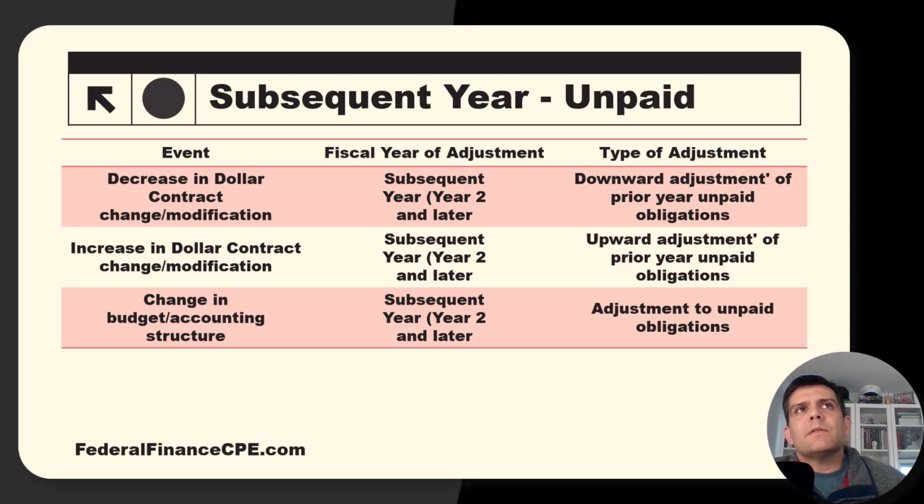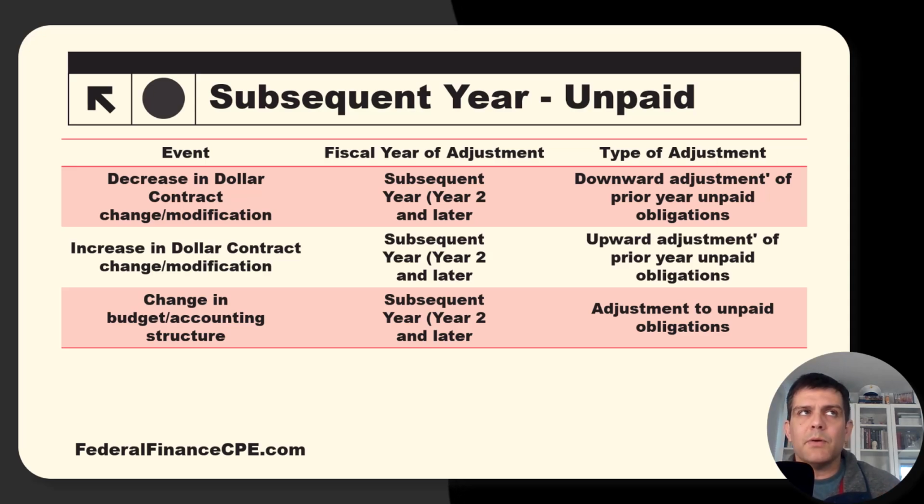Now, this is where we start using our adjustment accounts in subsequent years. So in the year subsequent to when you obligated, right? So year 2 or later. So now let's say we have a decrease in the dollar contract, or a change or modification. Now, if this is unpaid and it's in the year after obligation, we're going to have a downward adjustment. Now we have an increase in that dollar value. It's an upward adjustment. Now, if we have a change in that budget accounting structure, this is really just going to adjust your unpaid obligations.